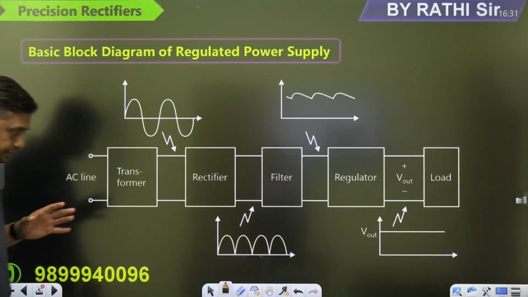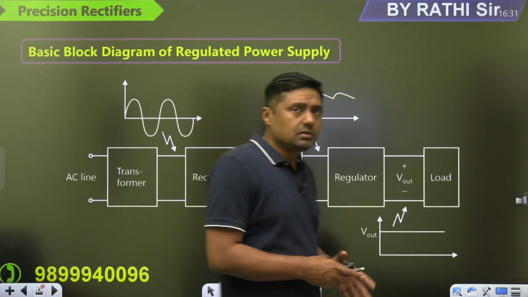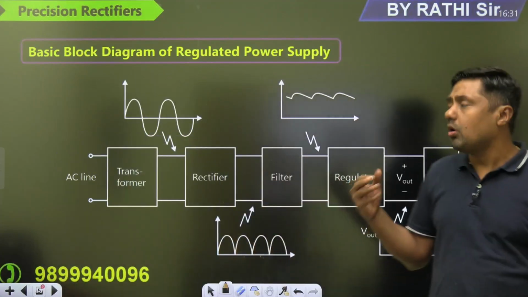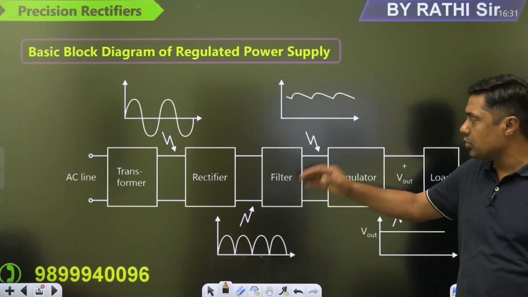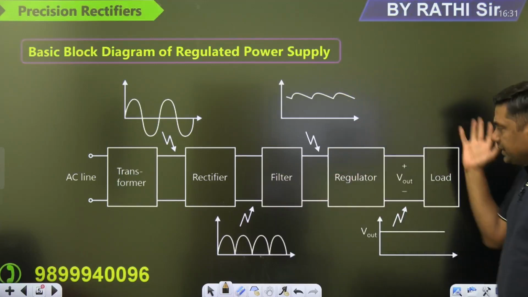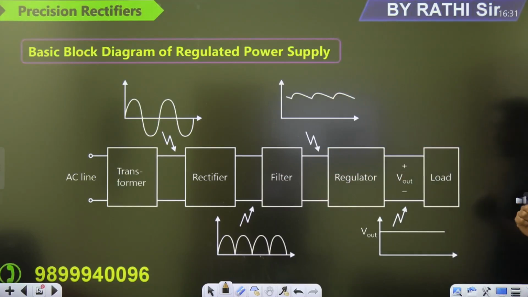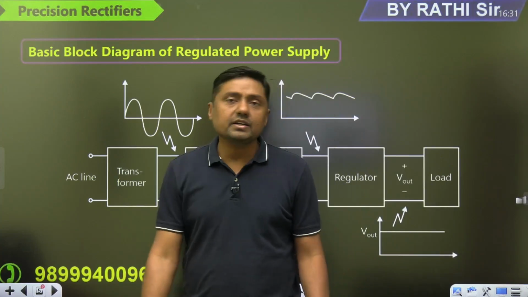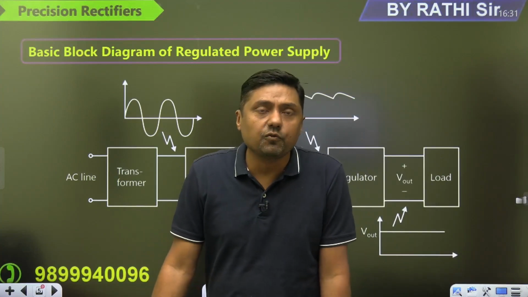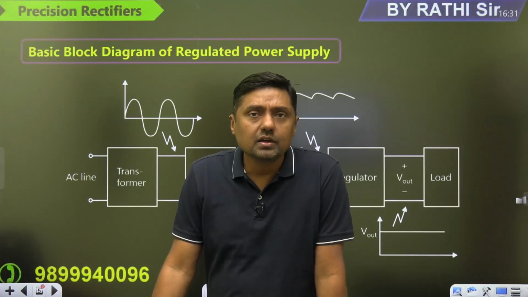Now, this is the rectifier, right? Already we have discussed the basic block diagram of a regulated power supply, that is the transformer, rectifier, filter. In the coming session, we will get the idea about the regulator also, and then the load. Already we have discussed the half-wave rectifier, full-wave rectifier, center tapped transformer type, and the bridge rectifier.